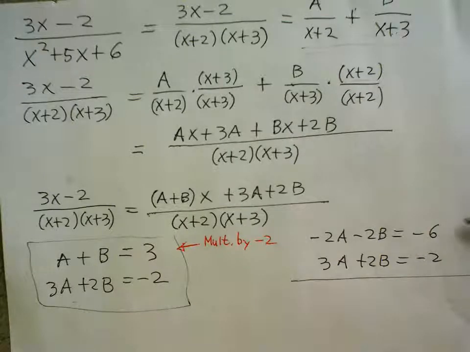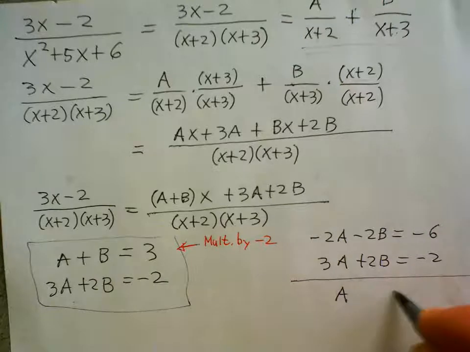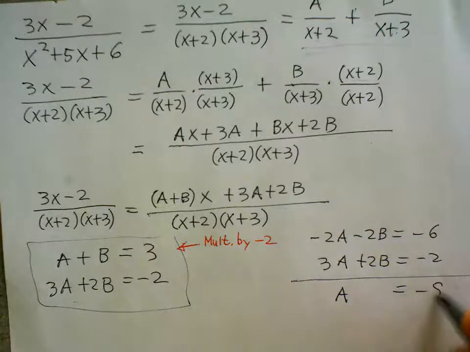And then we can add equations. So when we add the equations on the left-hand side, the -2b plus 2b is 0. -2a plus 3a is a. And on the right-hand side, -6 plus -2 is -8. Okay, so the value of a is -8.